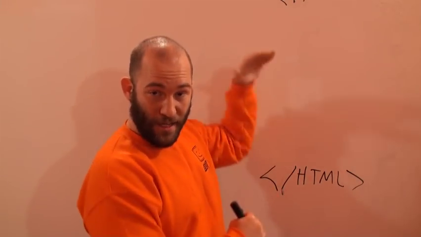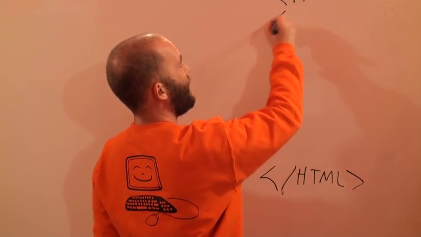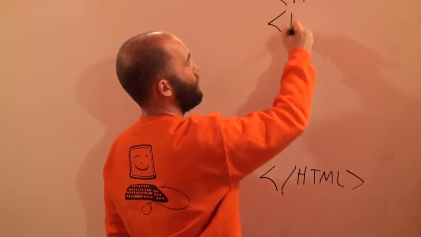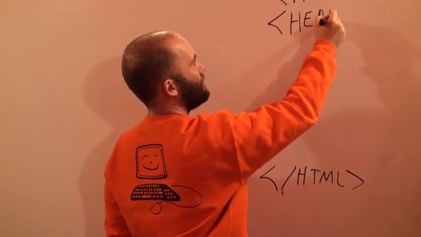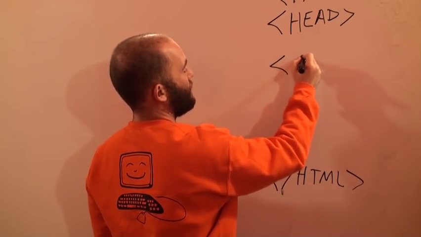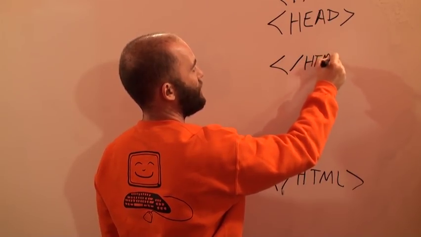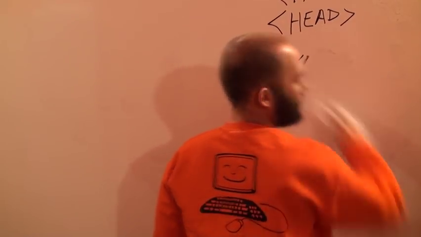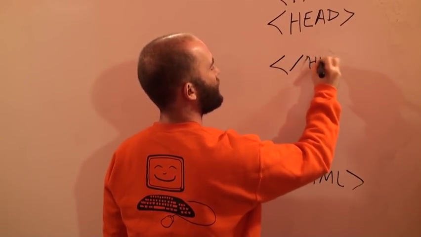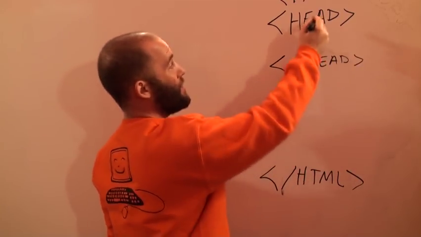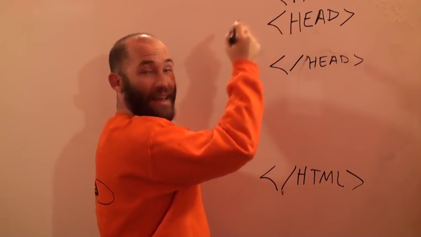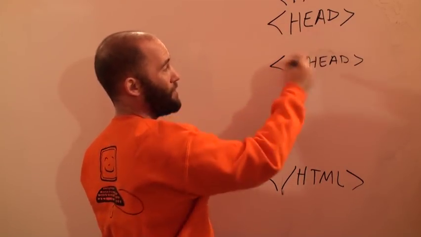Now, within the HTML web page, you have two parts. You have the head and the body. So we will open the head. So you have the little arrow, H-E-A-D. And then we'll have to give it a couple spaces. And then we'll close the head, backslash H-E-A-D. So this opens the head and this closes the head. So head opens the head, backslash head closes the head.